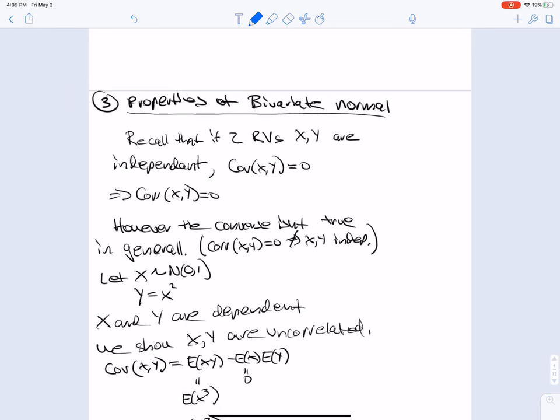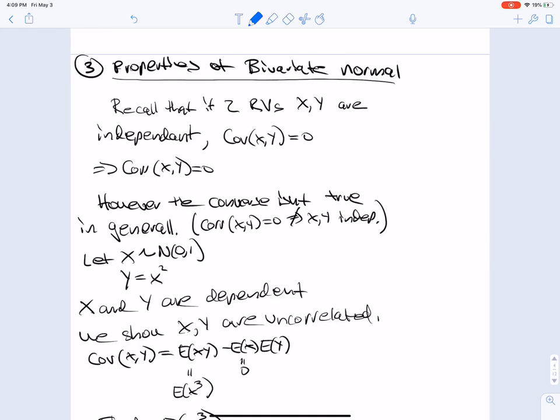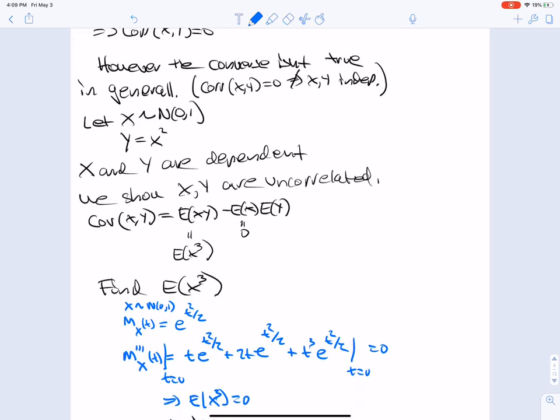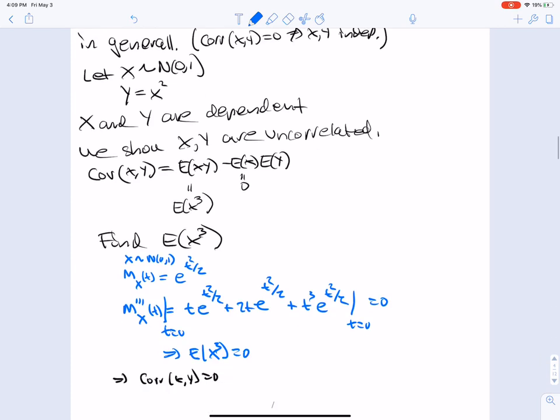So recall that two random variables X and Y are independent. If they are independent, then the covariance is 0, or in particular the correlation is 0. However, the converse is not true in general, right? So correlation being 0 does not imply that X and Y are independent. For example, if X is standard normal and Y is X squared, X and Y are dependent, but you can show that the covariance of X and Y is in fact 0. And the reason is that the expectation of XY, which is the expectation of X cubed, you can show that that's 0.